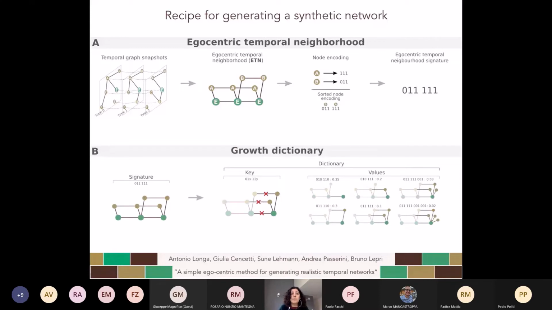Okay, and this tool is a dictionary, which is a structure that classifies all the neighborhoods that we found in the original network according to the first 2 time steps. And for each of these keys, it stores all the possible third time steps with also their frequency of appearance. So at the end, for each key, so for each neighborhood of length 2, we have a probability distribution on all its possible prolongations.